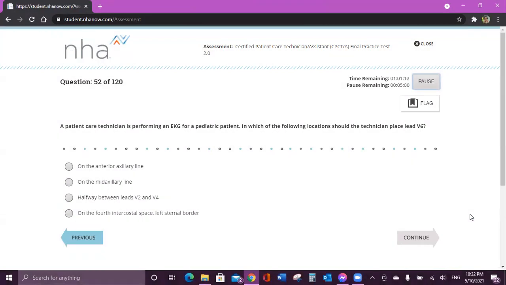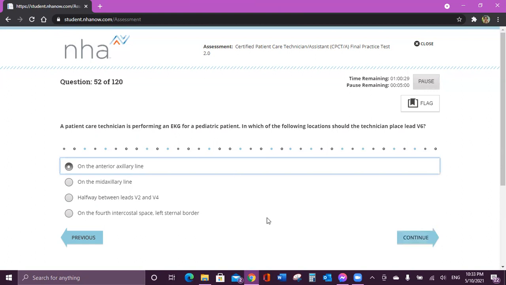A patient care technician is performing an EKG for a pediatric patient. In which of the following locations should the technician place lead V6? On the anterior axillary line, on the midaxillary line, halfway between leads, or on the fourth intercostal space, left. No, so let's say aquí, está la axilla line. Yo creo que esta, ¿cuál tú crees que es? La A. Axila, ¿verdad? Anterior axila.